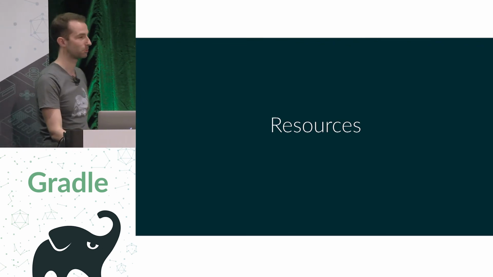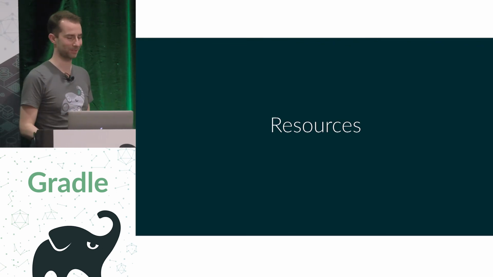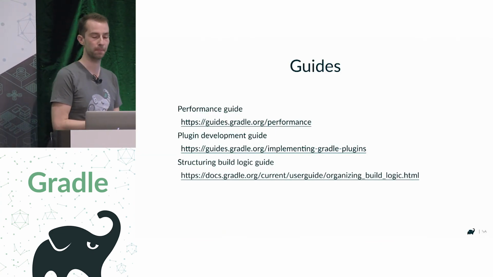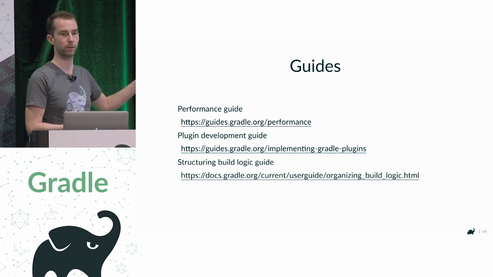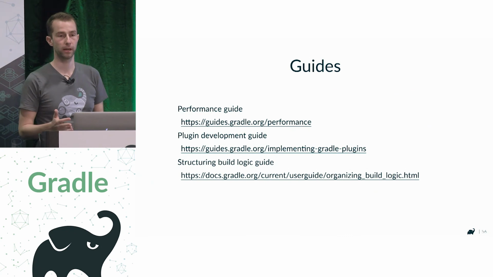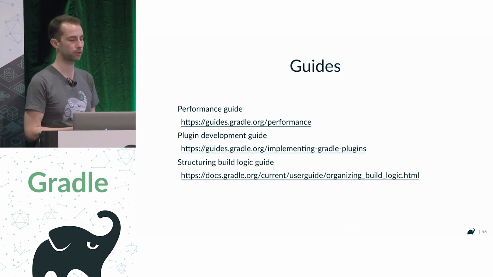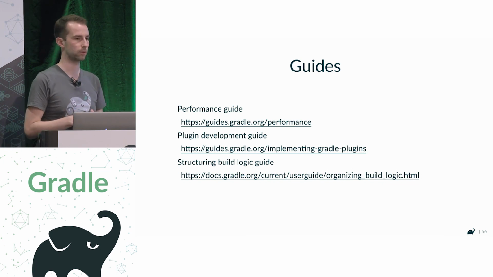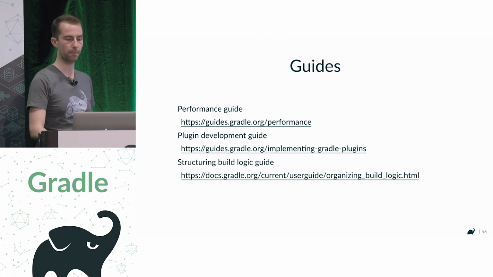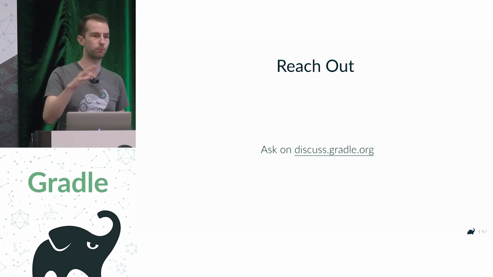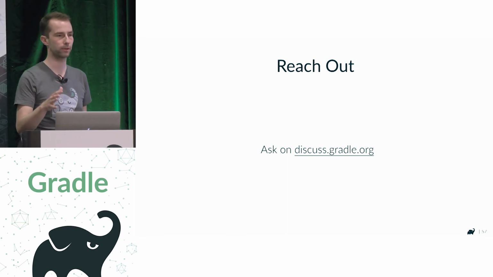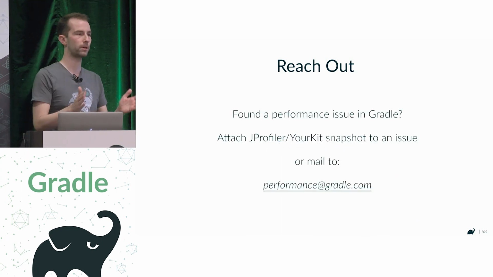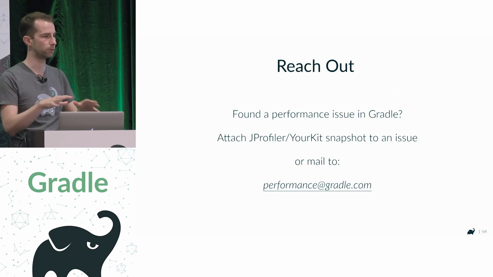Now, I know this was a lot of information in a very short amount of time, so you can, of course, find slides online, but we also have a bunch of resources for optimizing your build. We have a performance guide that talks about all these issues. We have a plugin development guide that gives you best practices on how to write plugins efficiently. And we have a user guide chapter about structuring build logic to make problems easier to spot and just to make your build scripts more readable, really. If you have any performance-related problems and you want to ask a question how to do things right, just go on discuss.gradle.org.